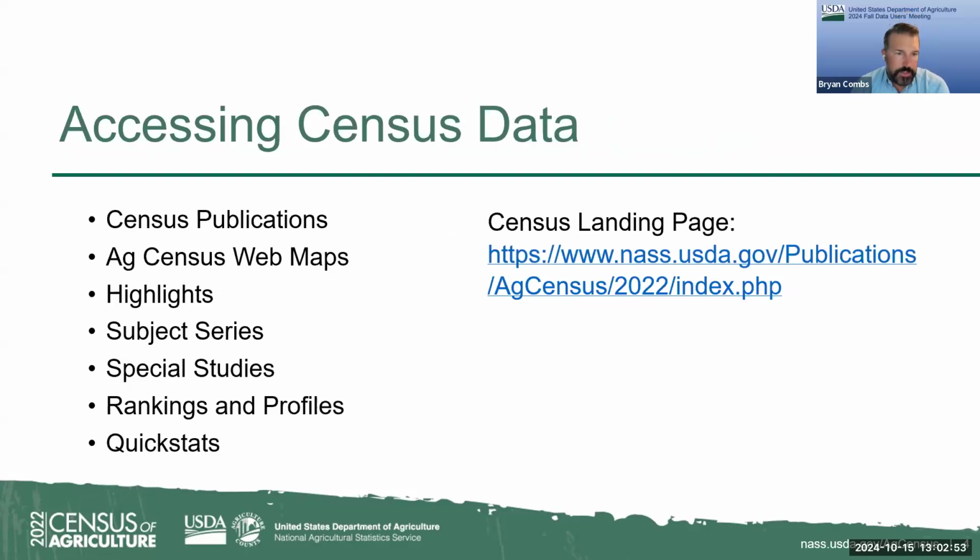Looking to where you can access this data, it's all available on the NASS website. There is a section under Census that provides the data in Census publications. We have Ag Census web maps, highlights, subject series, special studies, rankings and profiles, and then quick stats. We'll dive into each one of these a little bit more as we walk through the presentation.